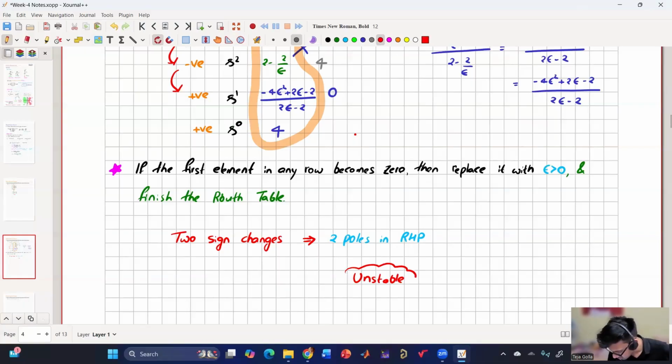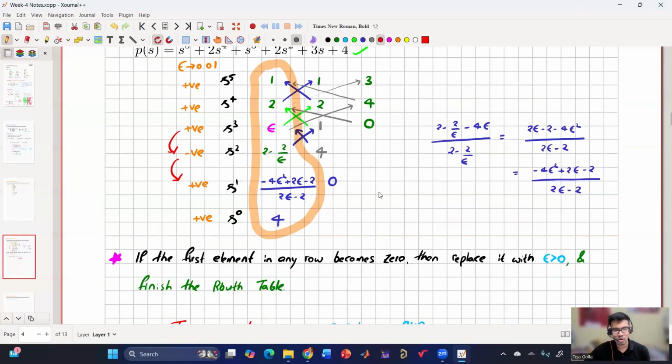So this is one border case that we have considered where the first element will become 0. And then how to do that? We'll replace it with an epsilon greater than 0, and then we'll finish the Routh table. Then we can choose epsilon to be a small positive number, say 0.01 or 10 to the power -3, whatever. And then we'll see whether there are any sign changes or not.